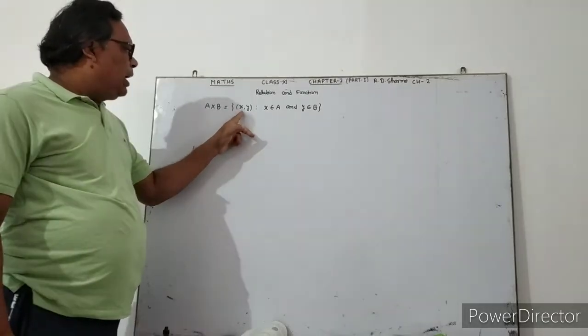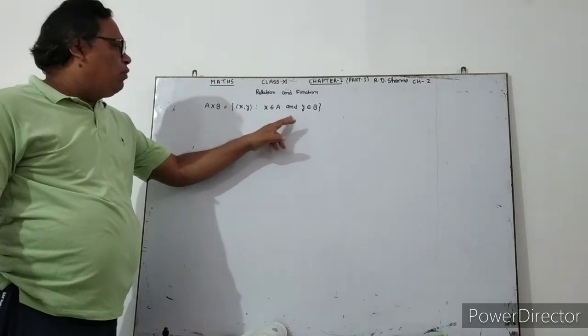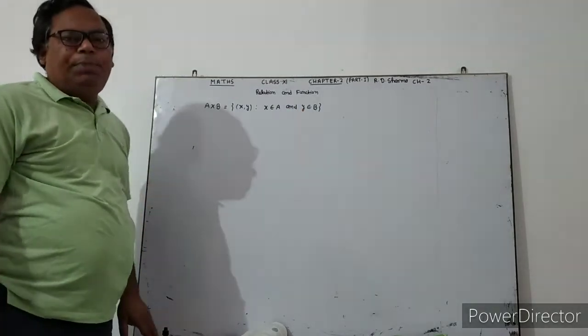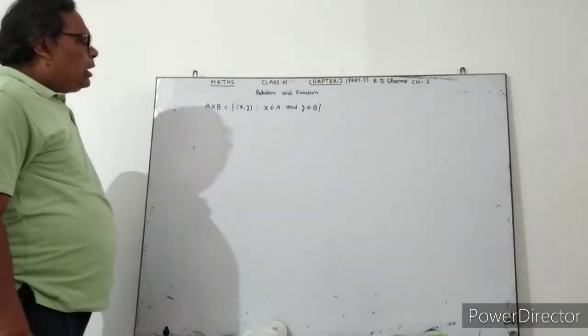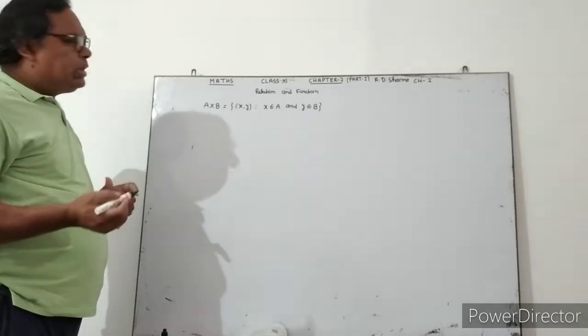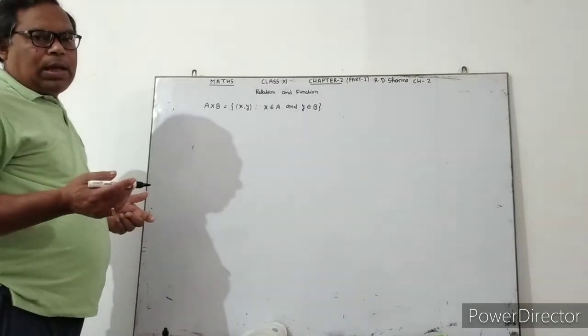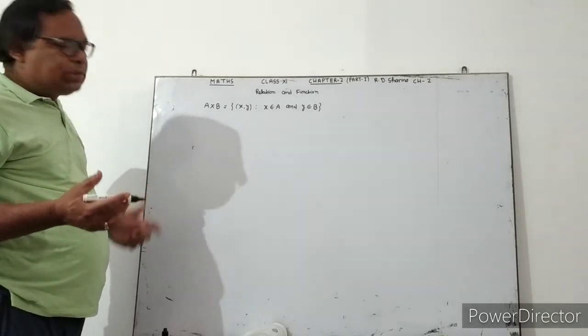In the pair, the elements will be (x, y), x belongs to A and y belongs to B. Now, we give one example of how we can find the Cartesian product of two sets.